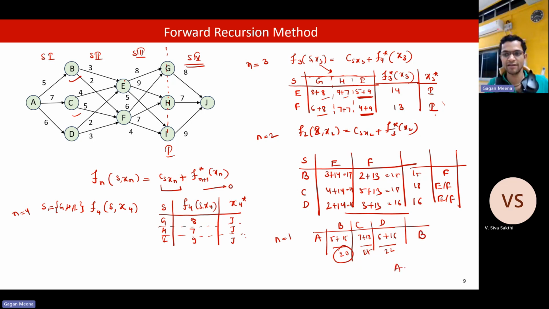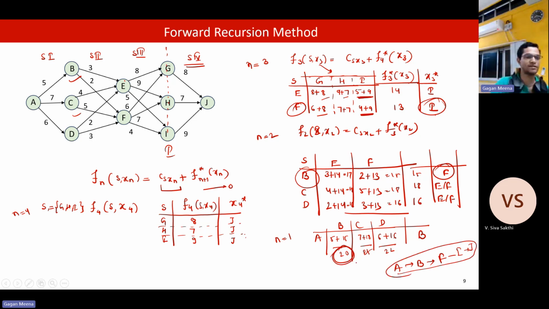The path is A to B, then B to F, which one is giving the minimum? F. Now from F, which one is giving the minimum? I. And I to J. So this becomes the path, and the minimum cost becomes 20. So this is for backward recursion. Similarly, we can also do it for forward recursion. We'll find the answer will be the same, but backward is a little computationally easier. It requires less computation.